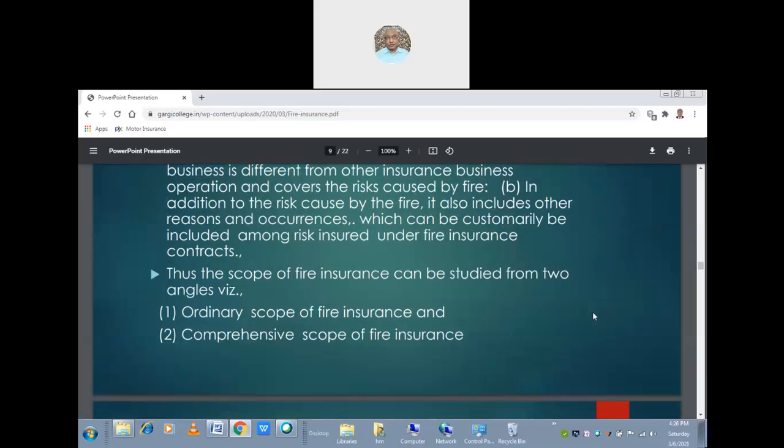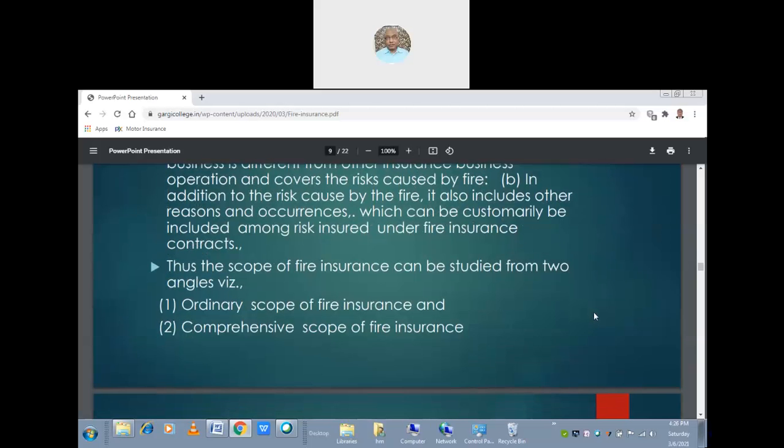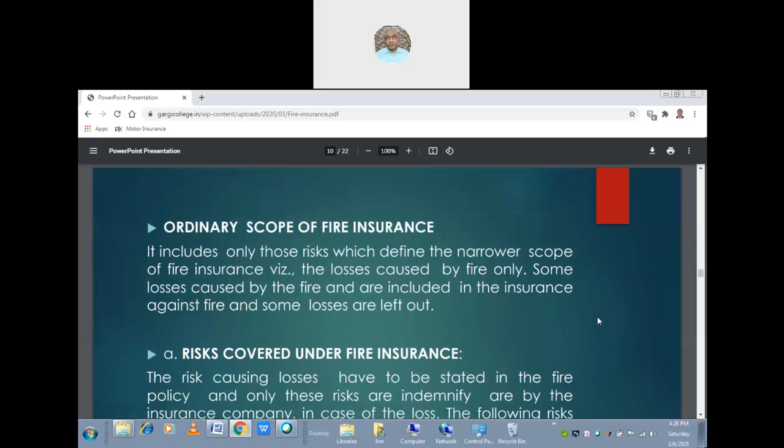So thus the scope of fire insurance can be studied from 2 angles. Number 1, the ordinary scope of fire insurance, which is generated with or ignited with the fire or light or smoke. Then the comprehensive scope of fire insurance. Now we'll see the ordinary scope of fire insurance, what it means.